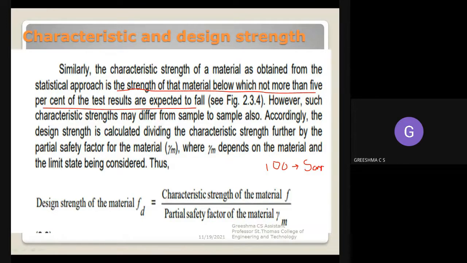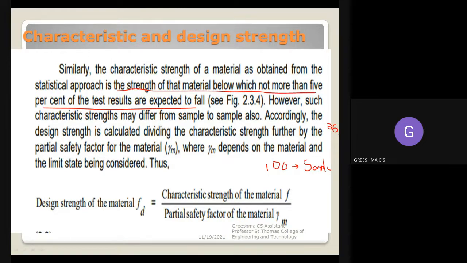Okay, 100 concrete samples, and my target strength is 25 Newton per mm square. Imagine that I'm going to build a structure, and the concrete that I am using for that structure should have a strength of 25 Newton per mm square.